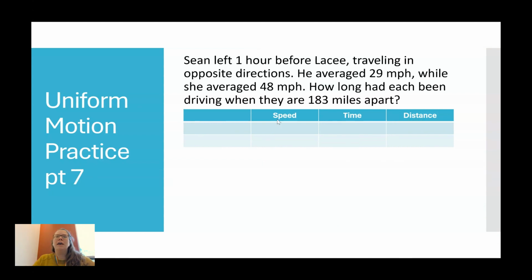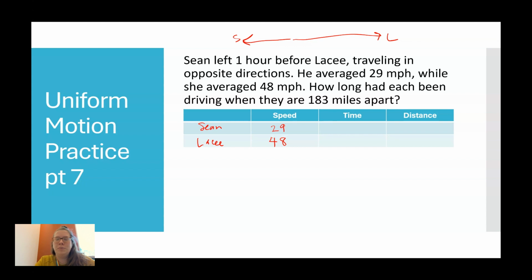All right, Sean left 1 hour before Lacey, traveling in opposite directions. We're again going like Sean this way, Lacey this way. I made Lacey's arrow bigger, but I'm not actually. Oh yeah, looks like that's probably right because she went faster. He averaged 29 miles per hour and she averaged 48 miles per hour. I was about to say my arrows are not necessarily indicative of the problem, but they were okay this time.